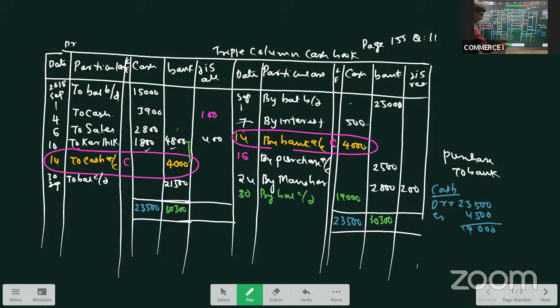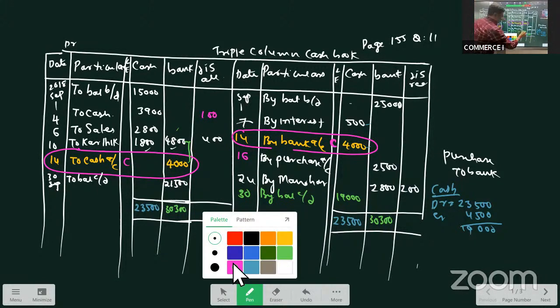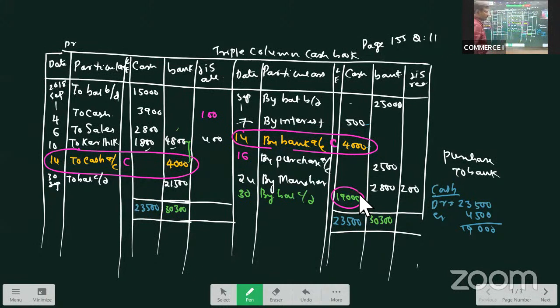See here, please. What does this balance denote? It is the cash in hand on 30th September. Okay, and what is this? It is the overdraft with bank, 21,500. And discount column, of course, we don't do balancing. We do the total and write on either side.